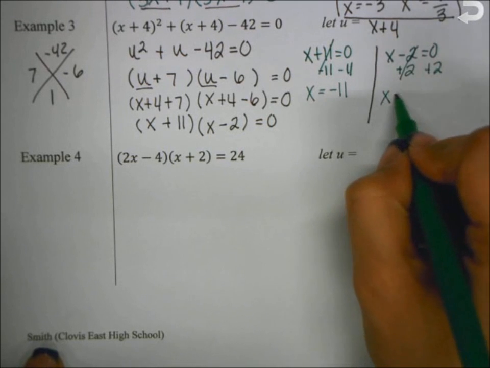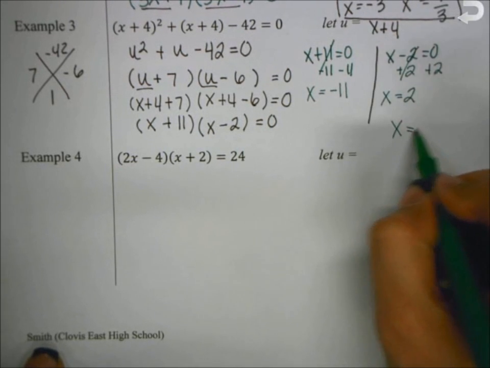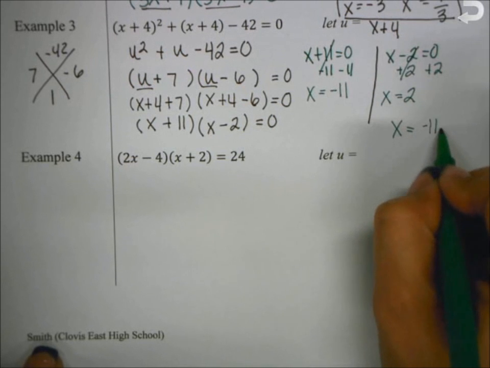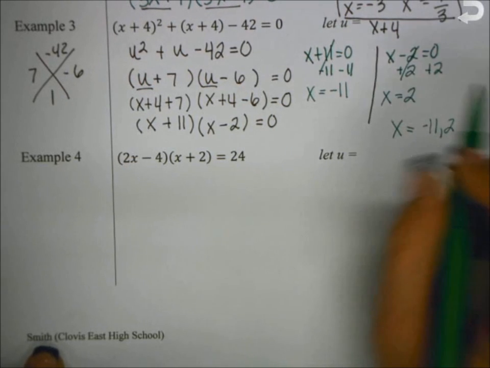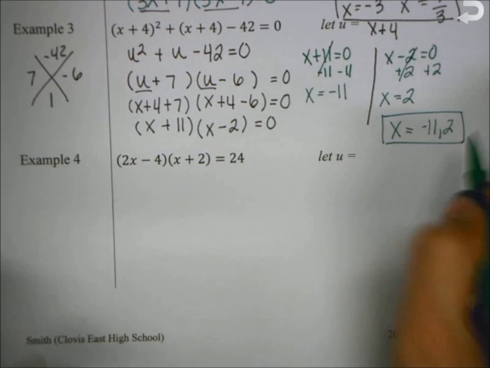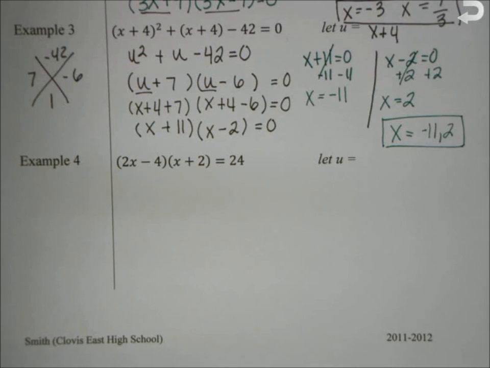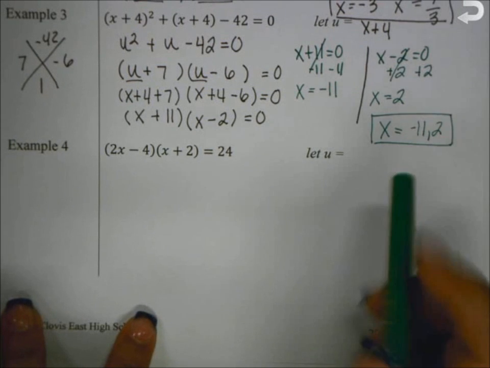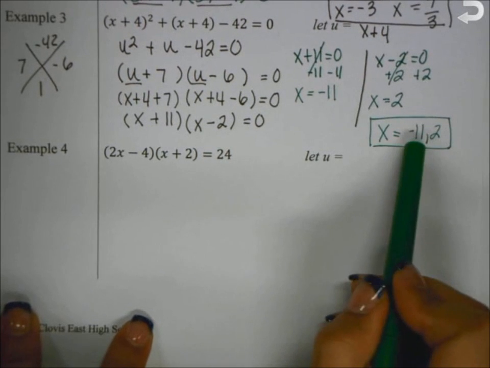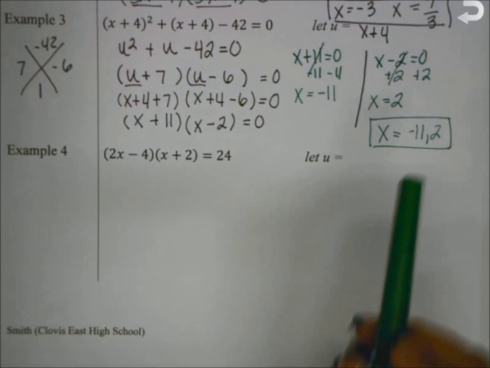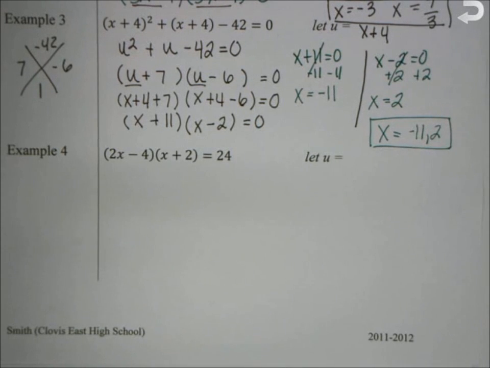Okay? And what is this telling us, guys? Really quick as a review, I know we did it last week. If x equals negative 11 and positive 2, what does that mean? That means we're crossing which axis? The x-axis. We're finding the x-intercepts here. And because our graph is a parabola, we cross in two places. Okay, so let's look at example 4.